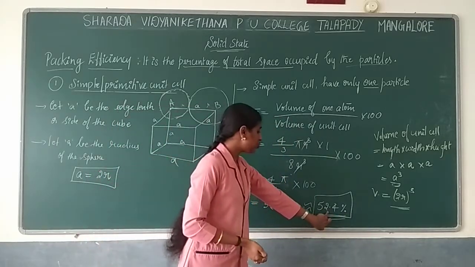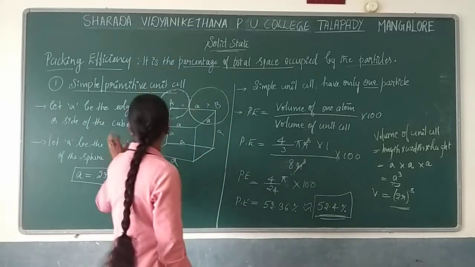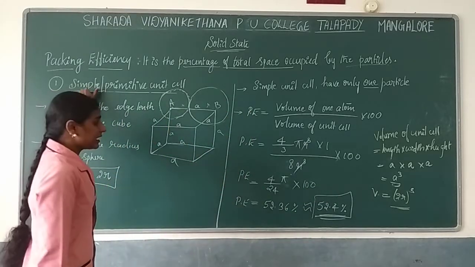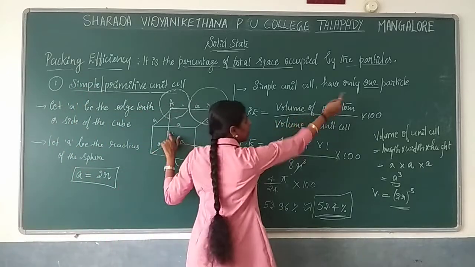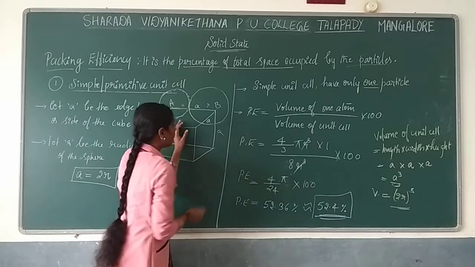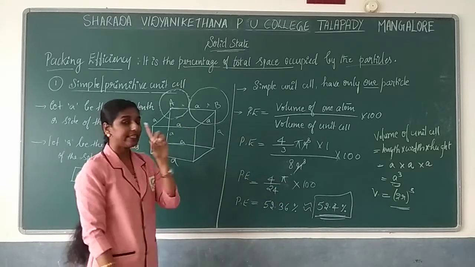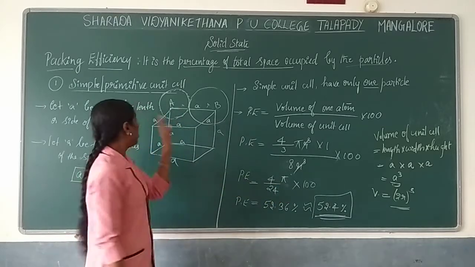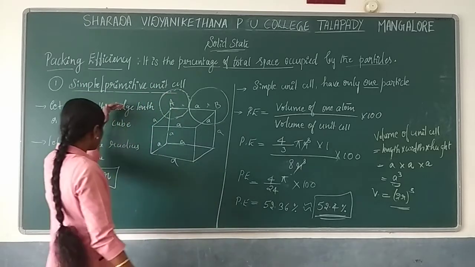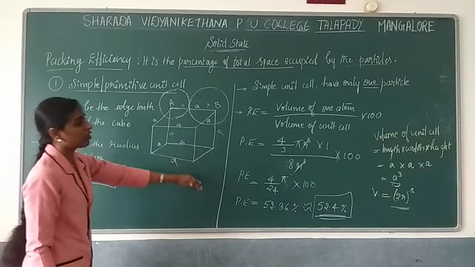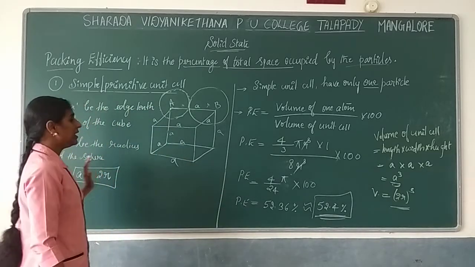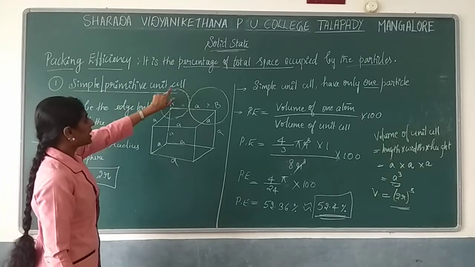Okay, 52.4% of space will be covered by the particle. How many particles are present in this? Only one particle which belongs to this unit cell, right? So only 52.4% of space will be covered by that one particle in a simple or primitive unit cell. Here they will ask you to derive the concept. For CPSC also it is important. Derivation is very important. So this is regarding the simple or primitive unit cell.